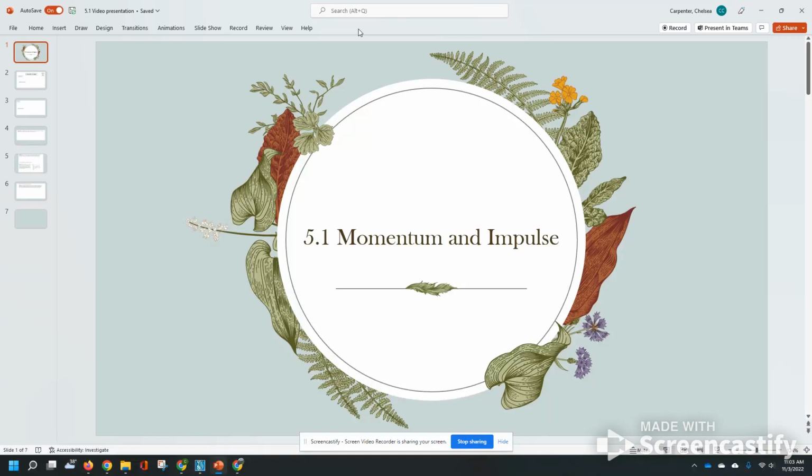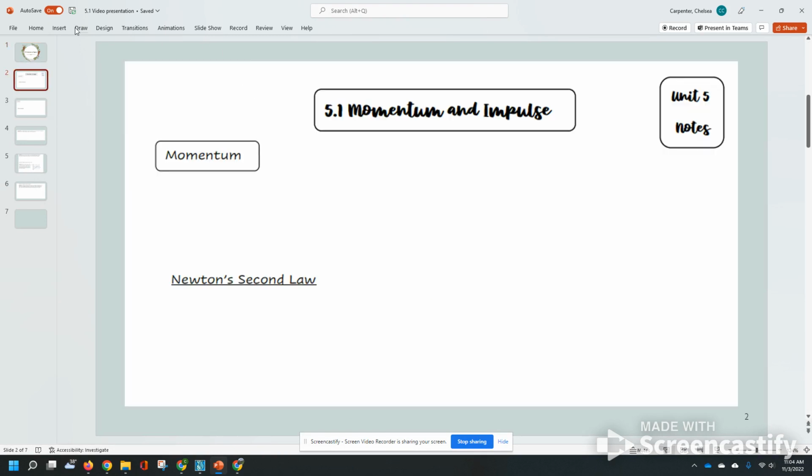Hello, everybody. Today we're going to start Unit 5, which is all about momentum. So the lesson today is topic 5.1 about momentum and impulse. So let's fill in some notes.